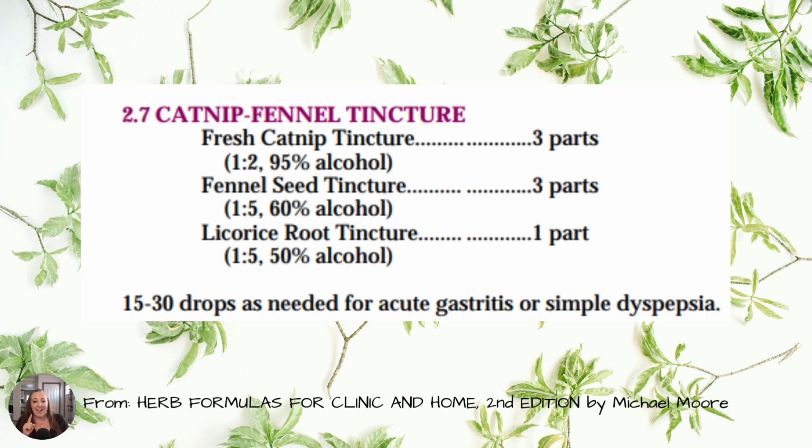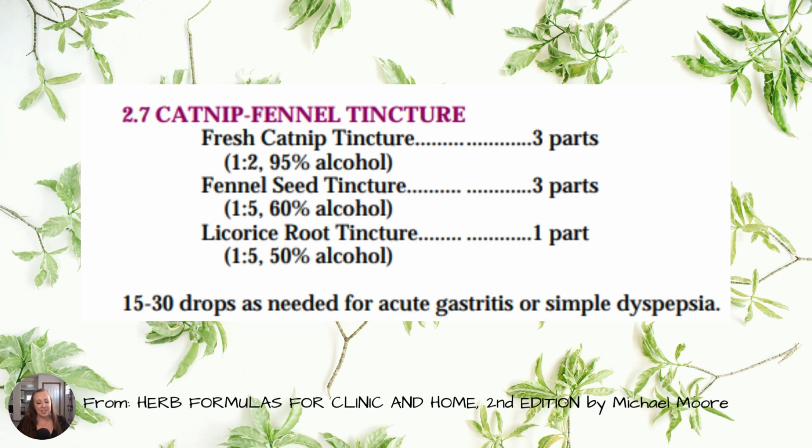Now, 95% alcohol. What does this mean? So you are going to need to find the highest percentage that you can. I like to use Everclear. You could use other grain alcohols that you have available to you, but you just need to find the highest one that you can. All right? And then you would just use that straight for your catnip tincture.